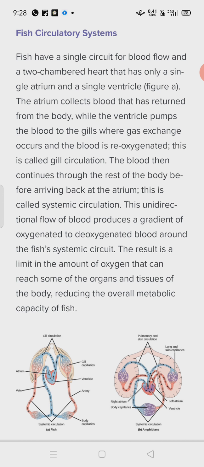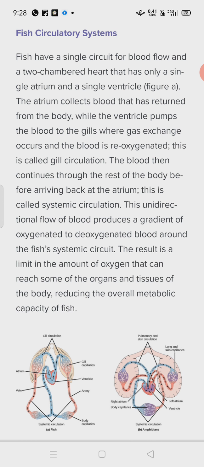Gas exchange also means gills play a role in both the circulatory system and the respiratory system. Of course, the blood is reoxygenated. This is called the gill circulation. The blood then continues through the rest of the body before arriving back at the atrium. This is called systemic circulation. This unidirectional flow of blood produces a gradient of oxygenated to deoxygenated blood around the fish systemic circuit.